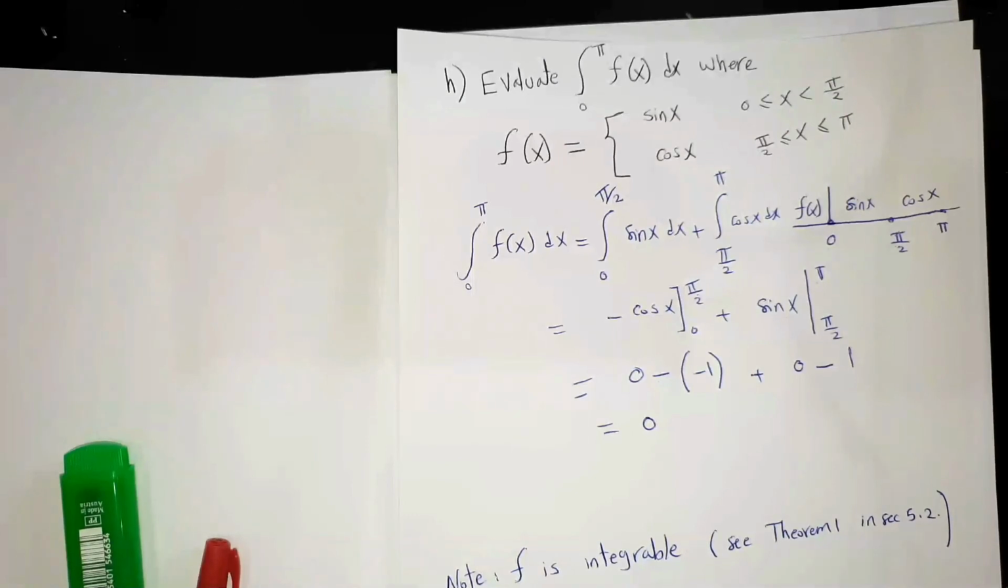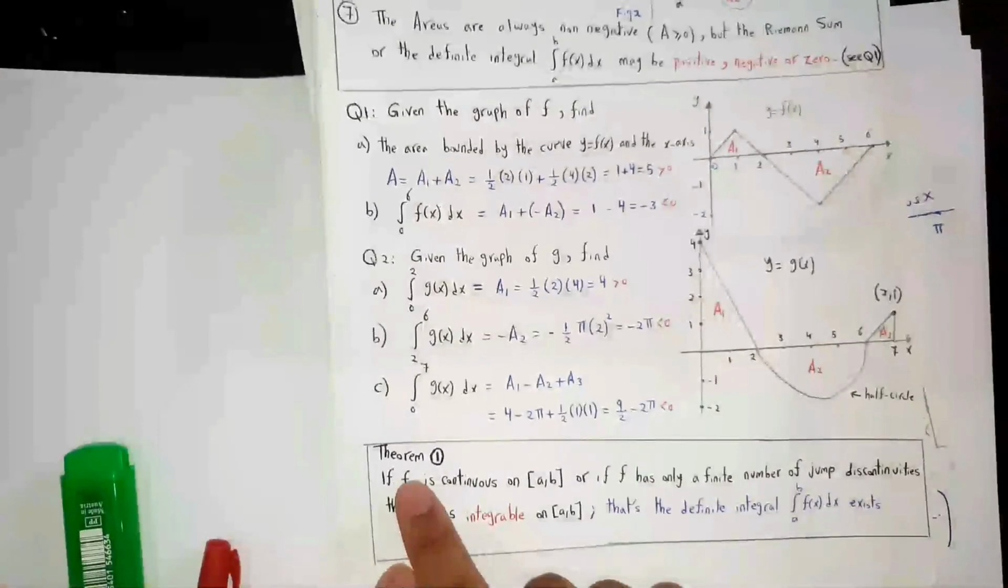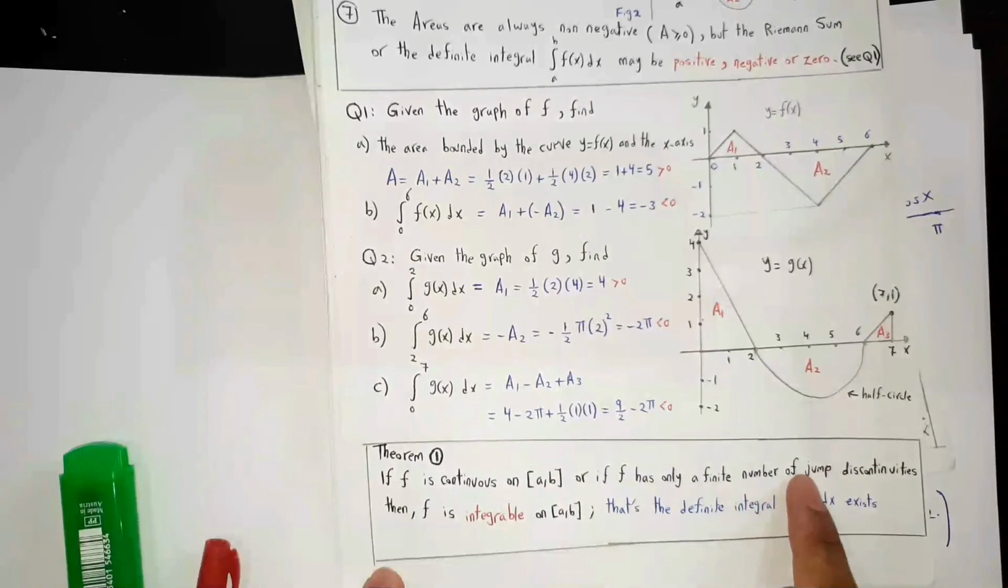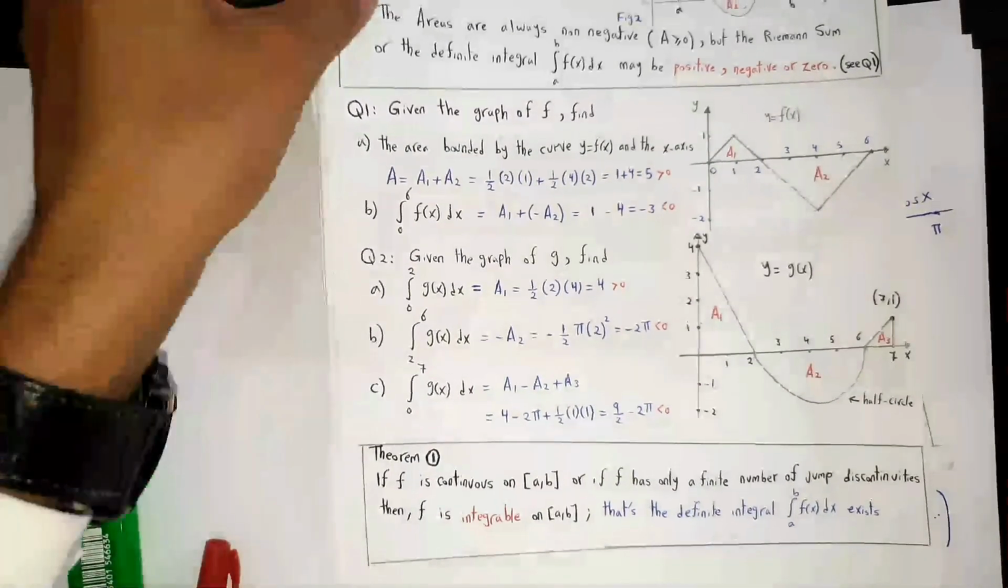Well, if we have a jump discontinuity, can we still integrate the function? In fact, the answer is yes. And here is theorem number 1 in section 5.2. Let us recall it together. It says if f is continuous or f has only a finite number of jump discontinuities, then f is integrable on [a, b]. Good.